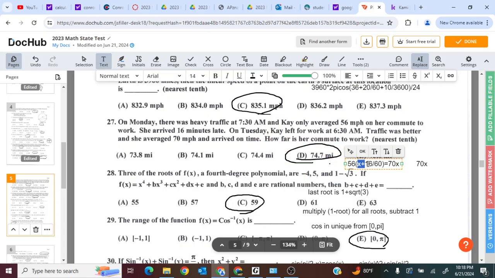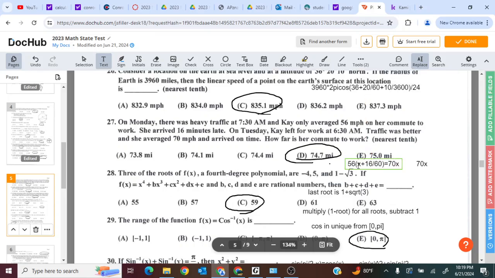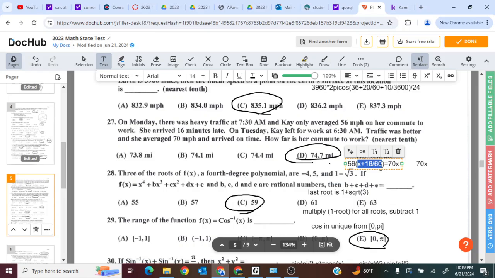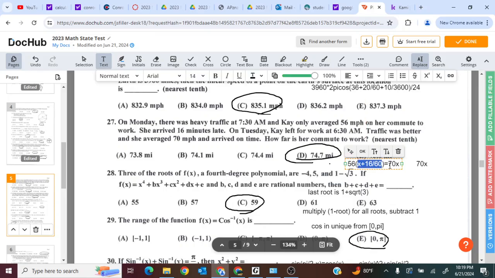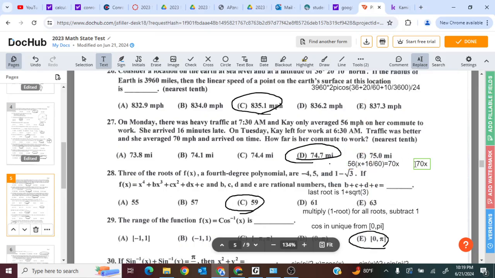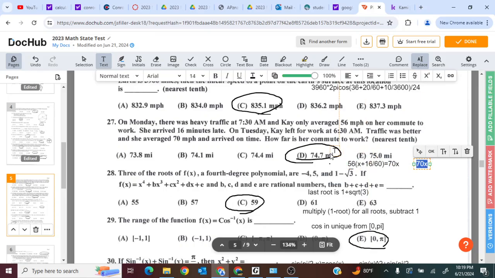So basically, it took her 16 minutes more time traveling 56 miles per hour to equal the 70 miles per hour time. So this equation will help us figure out how long it would take her if she's driving at 70 miles per hour. You simply go to the equation solver, set those equal to each other, and you get x is 1.06. So 1.06 hours to get to our destination. Multiply it by our speed, 70, to get 74.7.